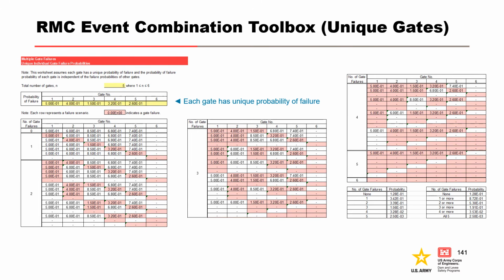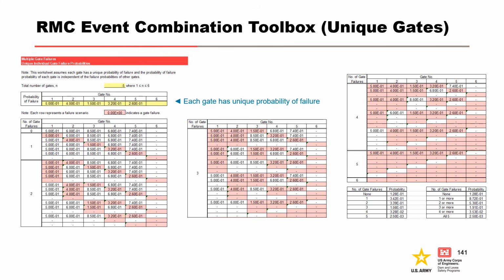In the previous example, each gate had the same probability of failure. However, if each gate has a unique probability of failure, it gets more complicated. Each scenario must be accounted for. The Unique Gates worksheet in the RMC's Event Combination Toolbox can be used to assess up to 6 gates, each with a different or unique probability of failure. Failure probabilities are highlighted in red, and the unhighlighted values are probabilities of not failing, 1 minus the failure probabilities.